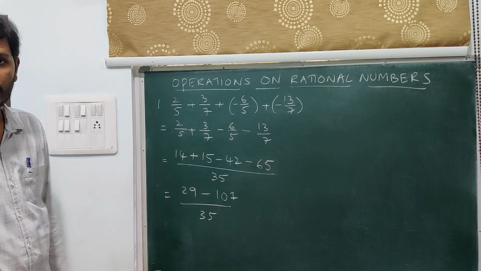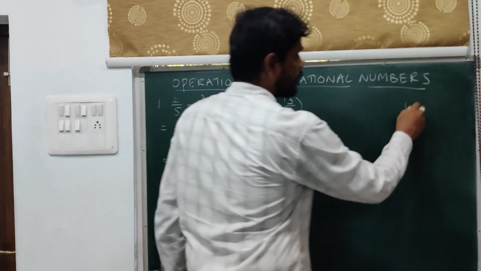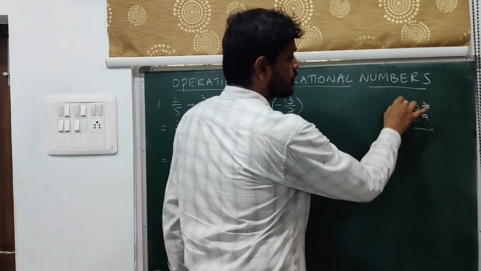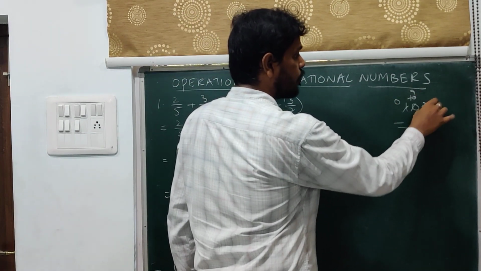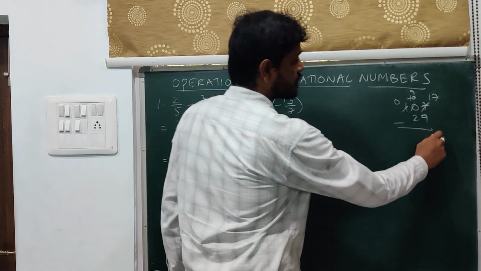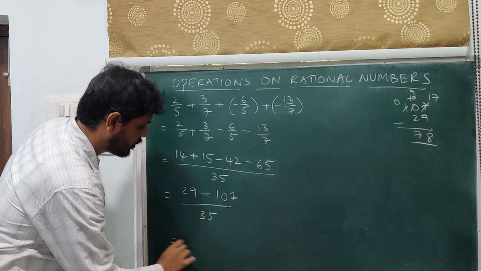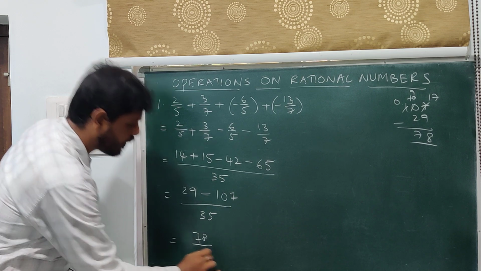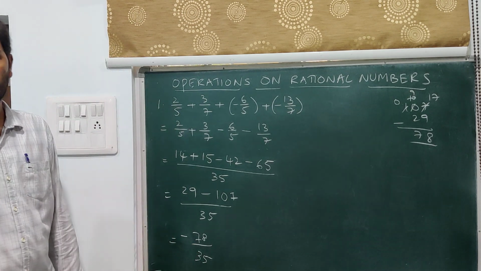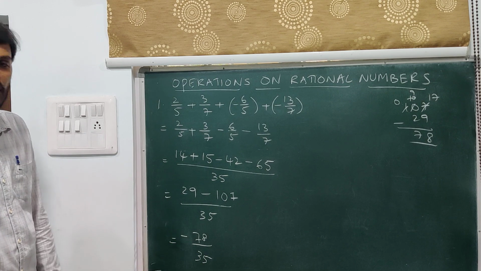Now these are numbers of different signs. Numbers of different signs, you will subtract the numericals. 107 minus 29. When you subtract, what do you get? This is 0, this is 10, and it's carried forward. Then this is 17. 17 minus 9 is 8, and 9 minus 2 is 7. So this is 78 by 35. Now out of these two, the biggest number is 107. Sign is minus, so keep a minus sign. So finally, the simplified form for this entire expression is minus 78 by 35.